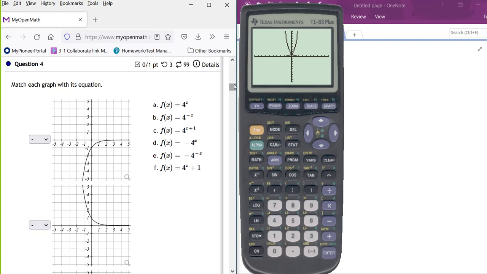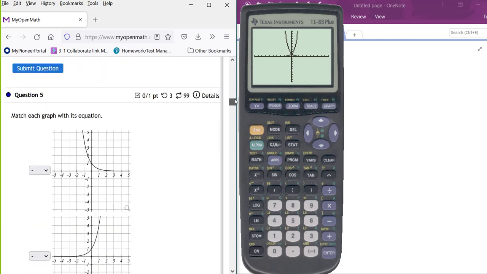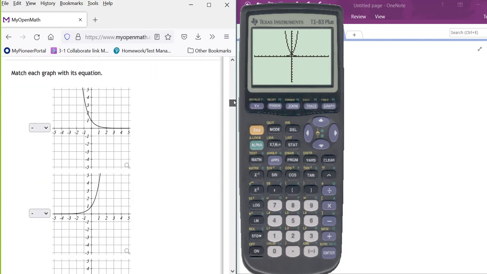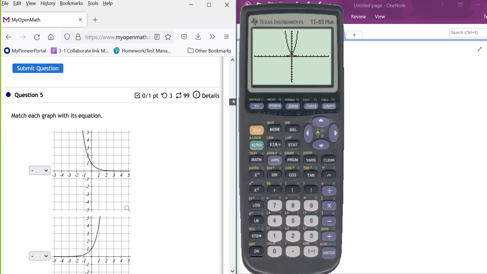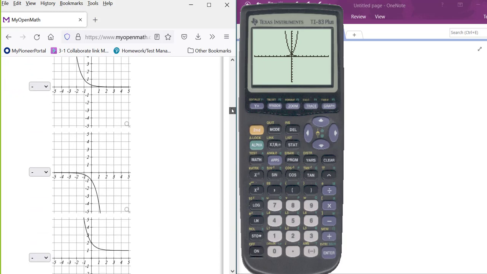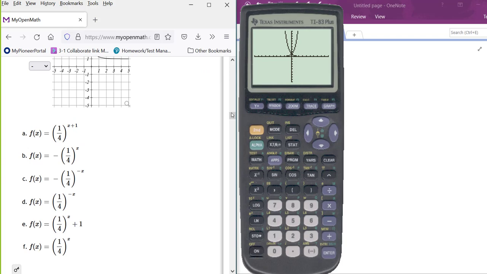So let's look at one thing on question 5, because question 5 gives us a fraction for the base. So let's see what that looks like on our calculator. And we're looking at all these choices. Again, we're going to match them up. And you want the one without the extra stuff on it. So your parent function on here is going to be f, right? It doesn't have extra pieces up here or out in front. And so 1/4 to the x is going to be this one.